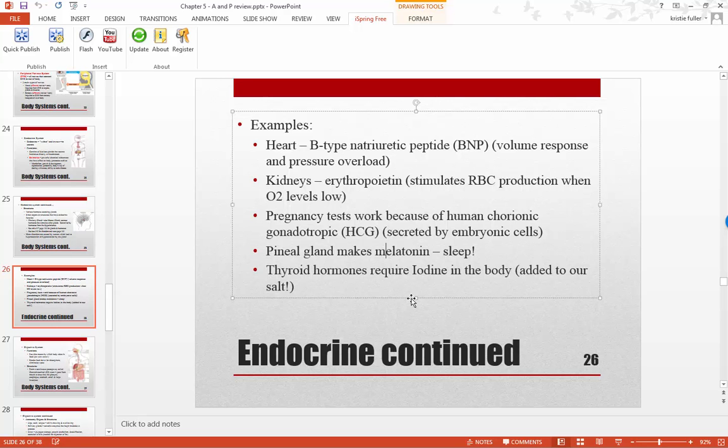And what you'll find too when you read about it, I hope, is that one hormone influences other hormones, which influences other aspects of your body. So everything's all very, very interconnected.